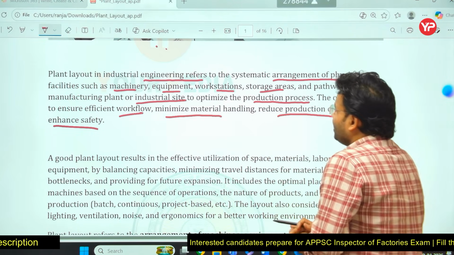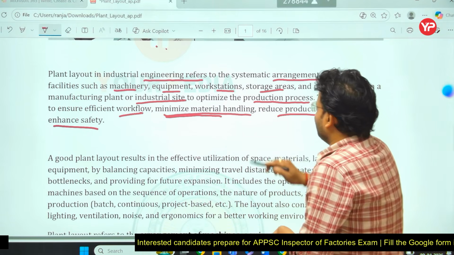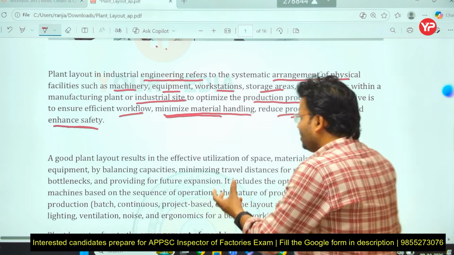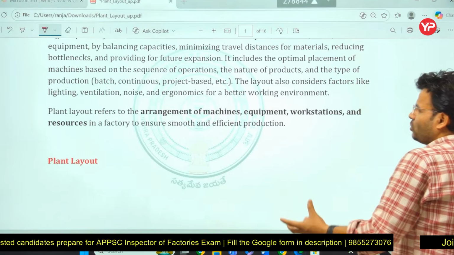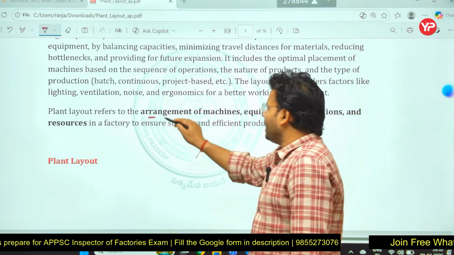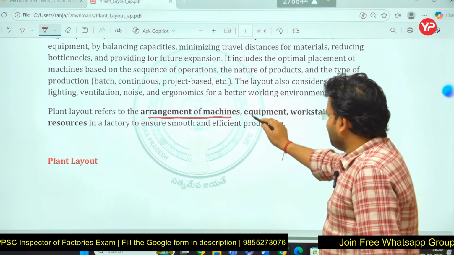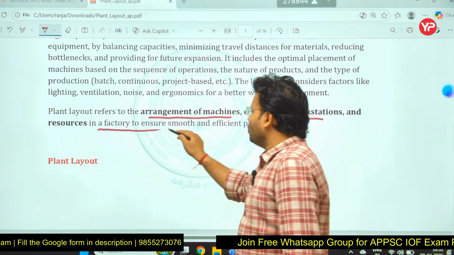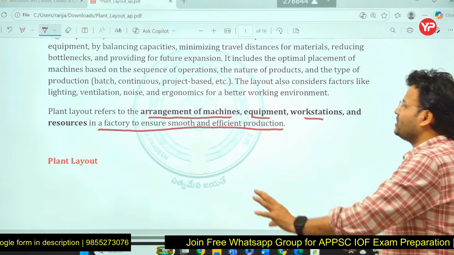So my dear friends, we can say: minimize material handling, reduce the production cost and enhance safety. In one line, we can simply say that plant layout refers to the arrangement of machines, equipment, workstations and resources in a factory to ensure smooth and efficient production.